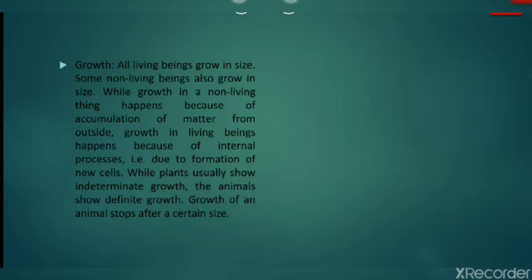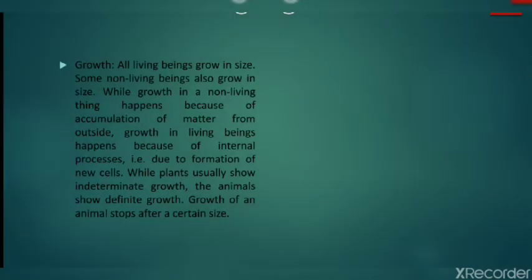Sometimes increase in body mass is also considered as growth. Non-living objects also grow if we take increase in body mass as a criterion for growth, like mountains, boulders, and sand mounds also grow. But their growth takes place by the accumulation of material on their surface.